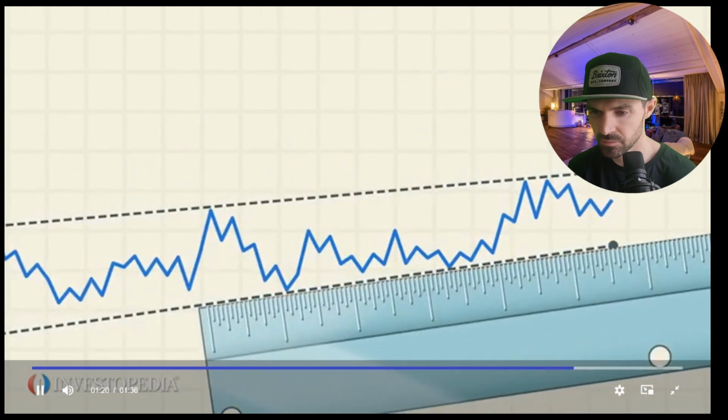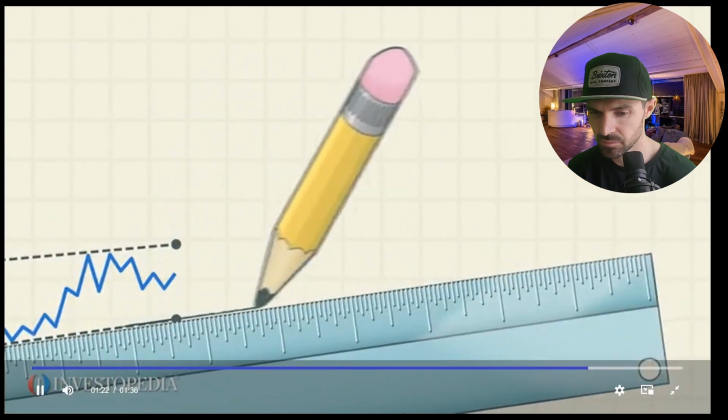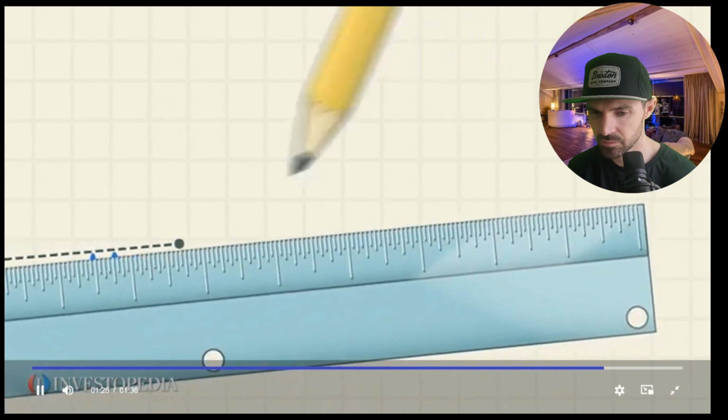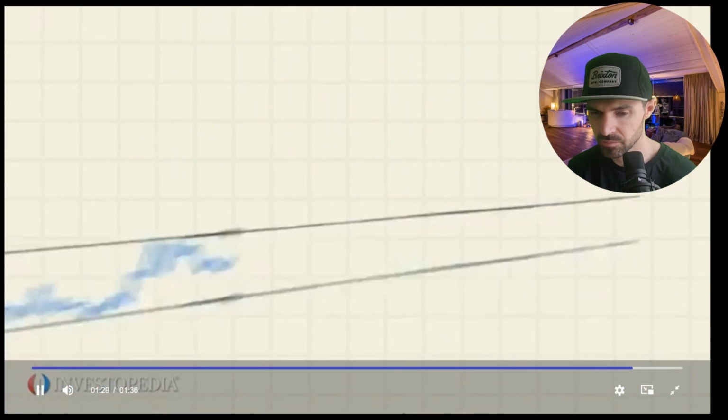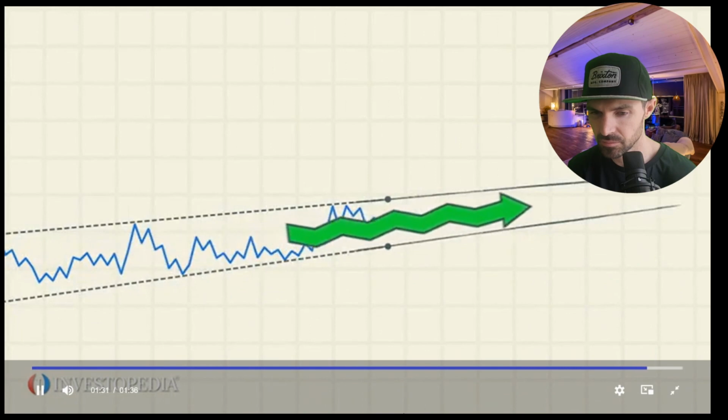When they find the support and resistance trends and illustrate each of them with a line, almost like connecting the dots, they can see the overall direction of the price go up or down over time.